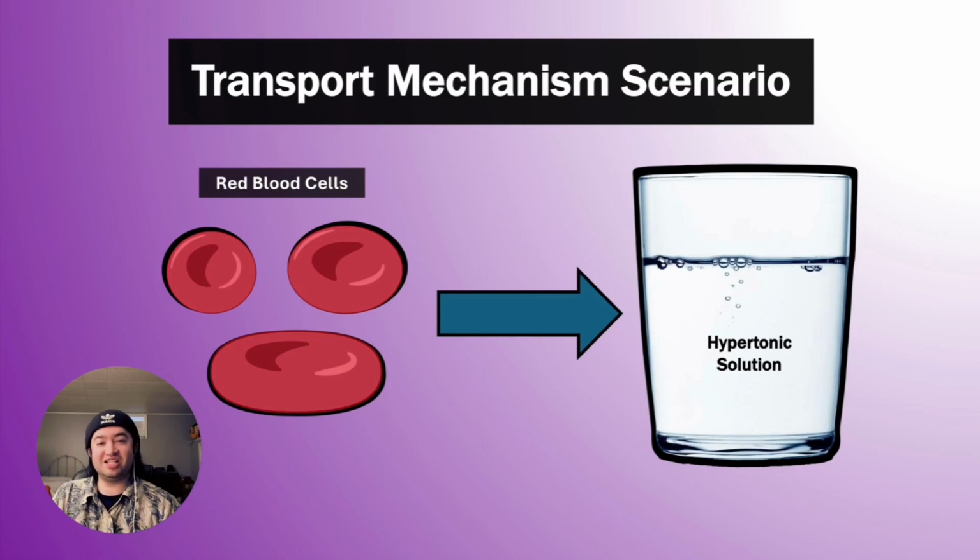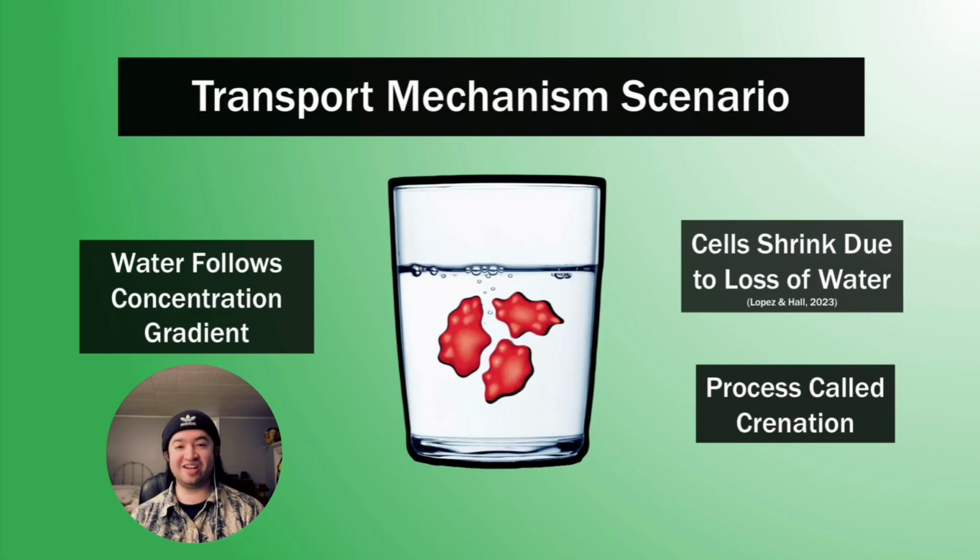Okay, so here is a transport mechanism scenario that I came up with related to osmosis. What do you think would happen if you put red blood cells into a hypertonic solution? So let's think about it. Think about the properties, or the principles, of osmosis, and then skip ahead to the next slide to see the answer. Okay, so here is the answer to the scenario.